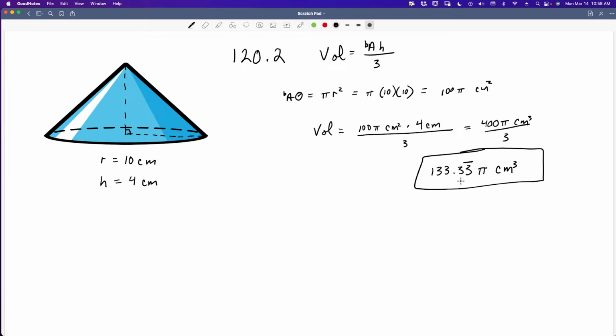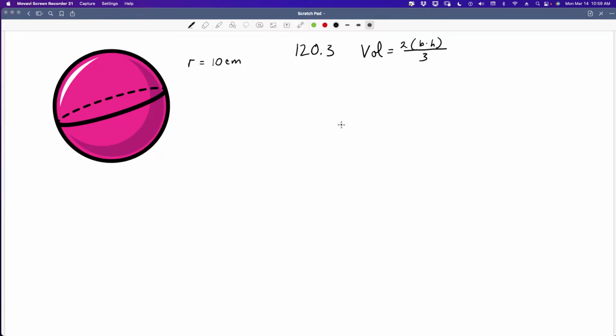That works. All right. So let's move on and do the volume of a sphere in the next problem. Let me put that up there for us. The volume is going to be 2/3 the base times the height, which is 2 times the base times the height divided by 3. You can write it either way you want.